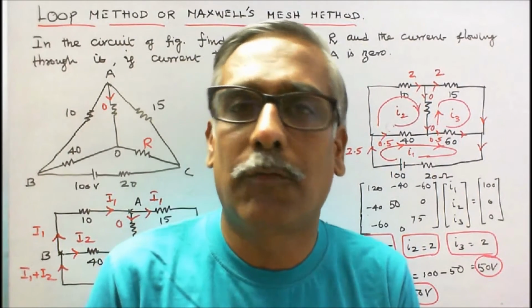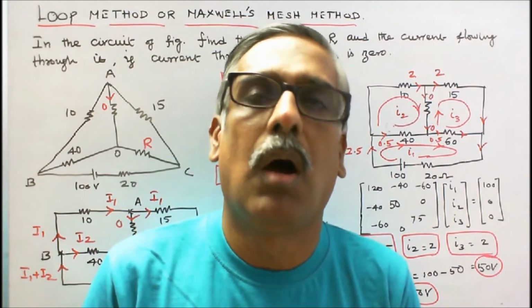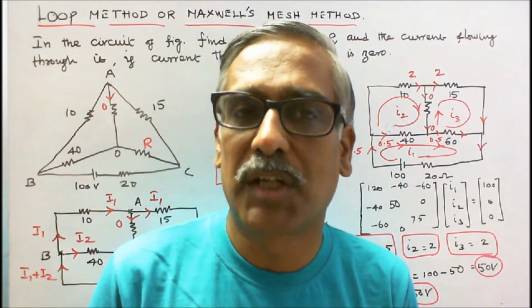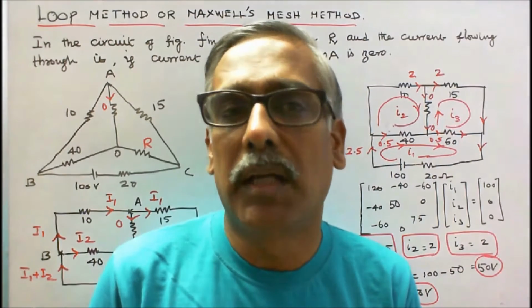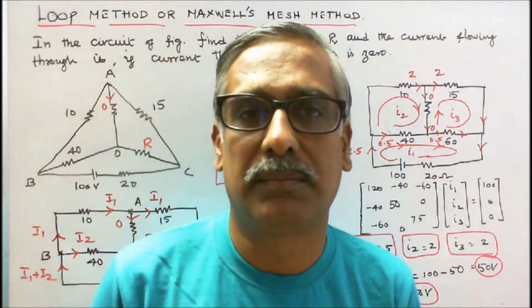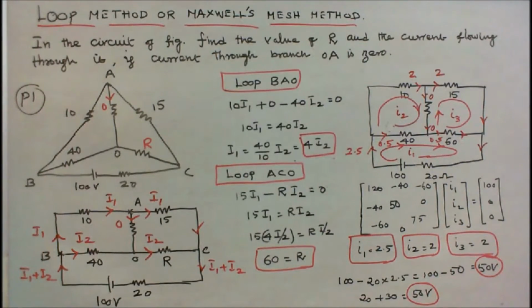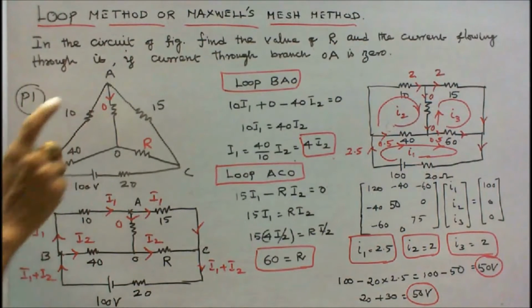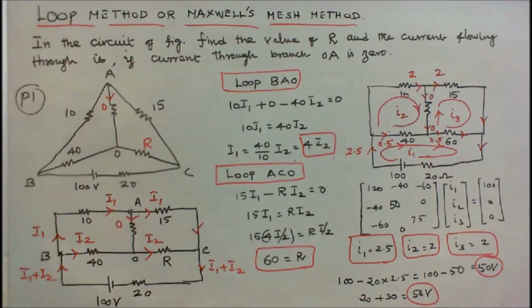This class we work out 5 problems on application of Kirchhoff's voltage law in terms of loop method or Maxwell's mesh method. Problem number 1. In the circuit of figure, find the value of R and the current flowing through it, if current through branch OA is 0. That is the question.